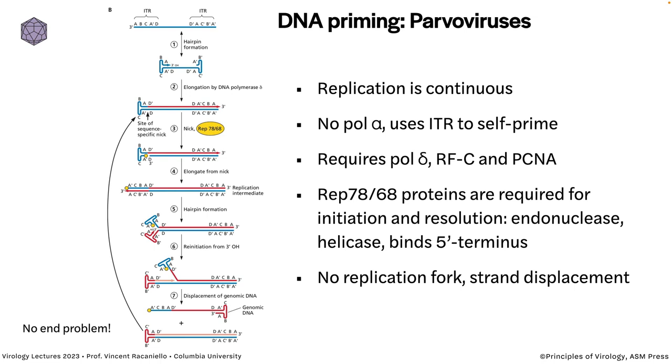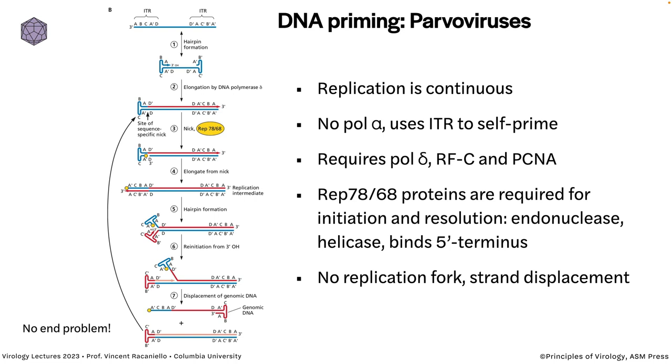It is the endonuclease, and also the protein that binds the origin of replication. So that's functionally equivalent to the T antigen of SV40. So no end problem, because the terminal repeats prevent loss of sequence during polymerization, and the DNA itself is used as a primer. So that's another solution to the end problem and an example of strand displacement synthesis.